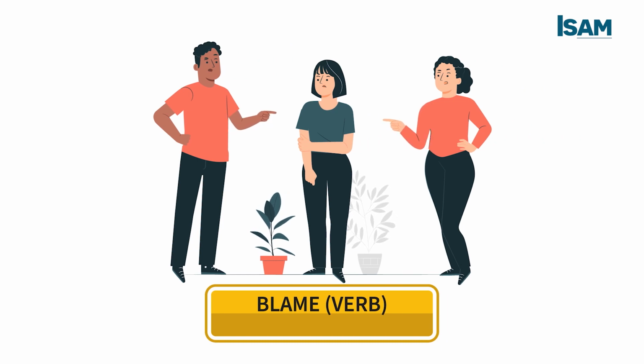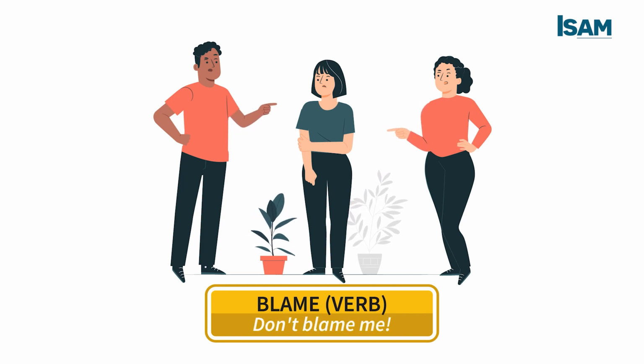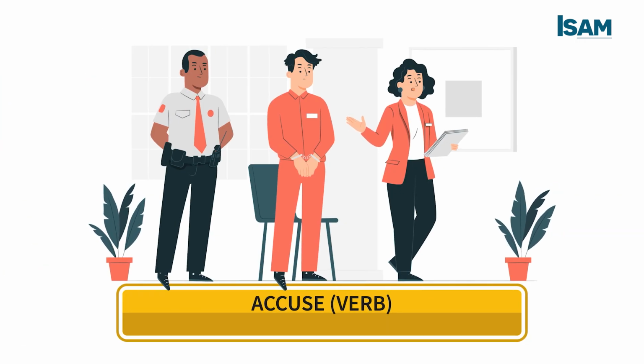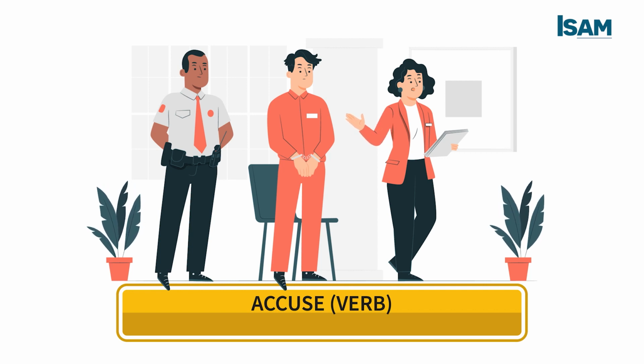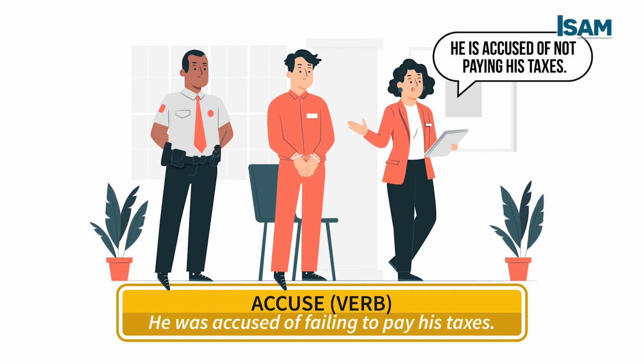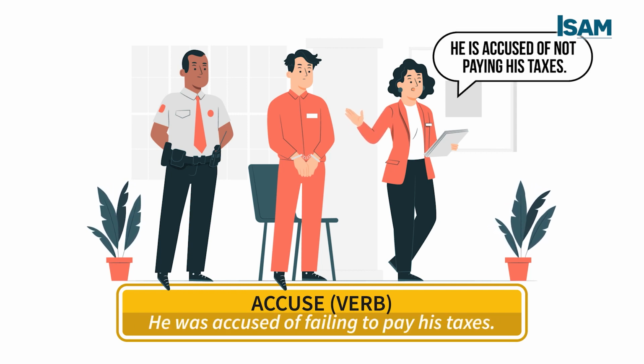Blame. It's a verb. It means to say or think that a person or thing is responsible for something bad. For example, don't blame me. Accuse. It's a verb. It means to say that someone is responsible for a crime or having done something wrong. For example, he was accused of failing to pay his taxes.